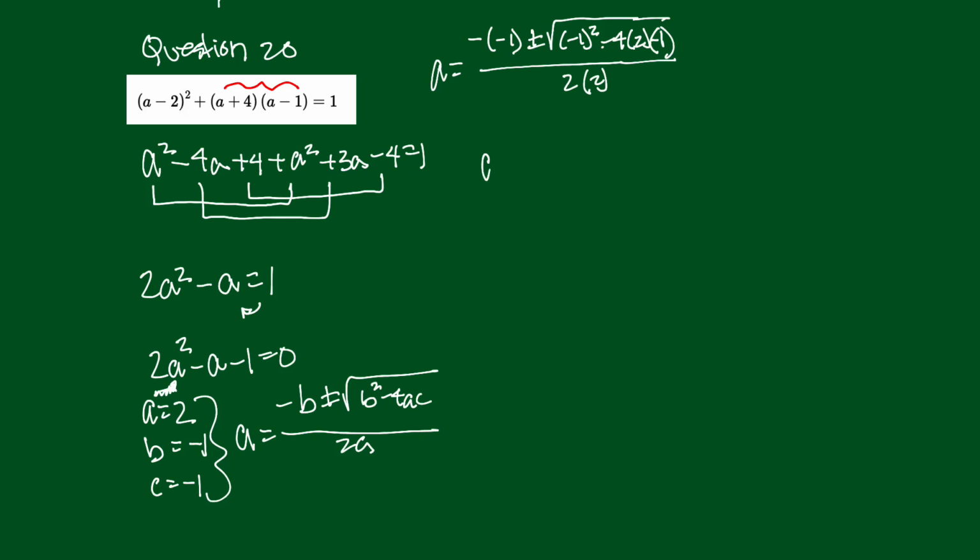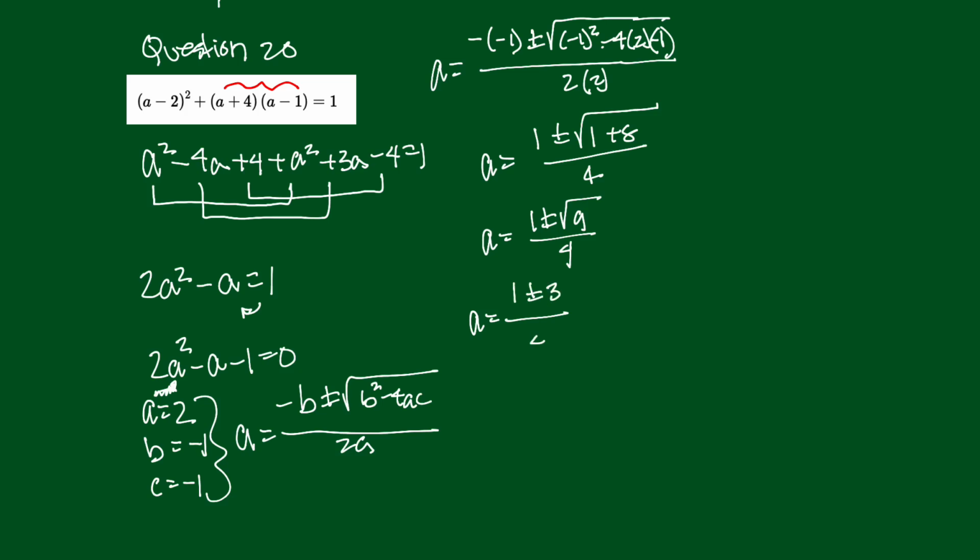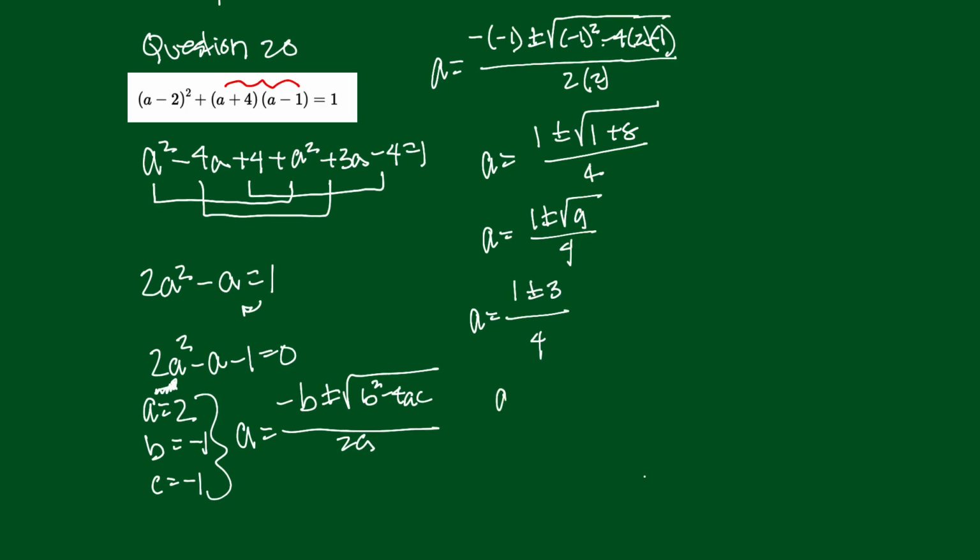In the numerator, a is equal to, right here, opposite of negative 1 is 1, plus or minus the square root of, now, negative 1 squared is 1. And over here, minus 4 times 2 is negative 8, times negative 1 is plus 8. All over 2 times 2 is 4. Okay, a is equal to 1 plus or minus the square root of 9 all over 4. How about a is equal to 1 plus or minus 3 all over 4. Now here's what this really is. It's a is equal to 1 plus 3 over 4 and then 1 minus 3 over 4.